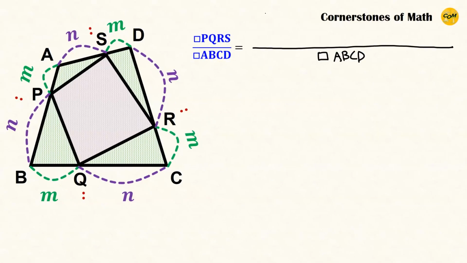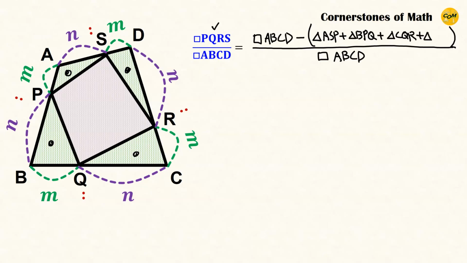So let's do the process similar to my previous video. Basically, the area of quadrilateral PQRS is the area of quadrilateral ABCD minus these four triangles. So we have triangle ASP, BPQ, CQR, and DRS. And if you watched my previous video, you know what to do with these areas.